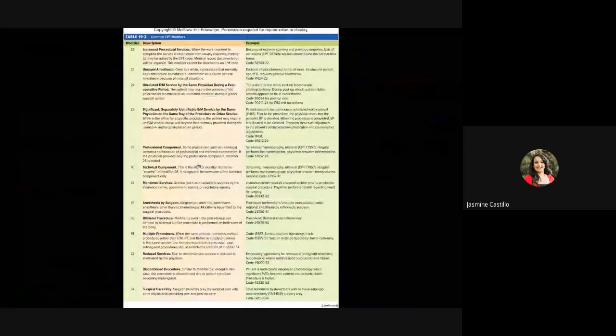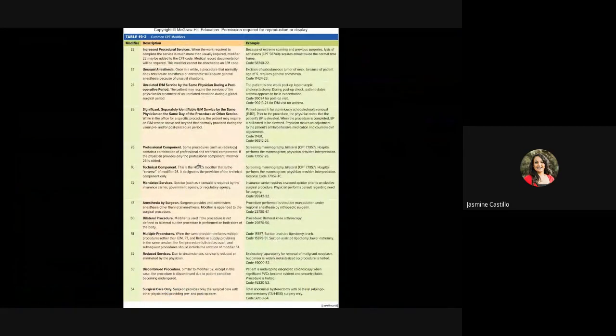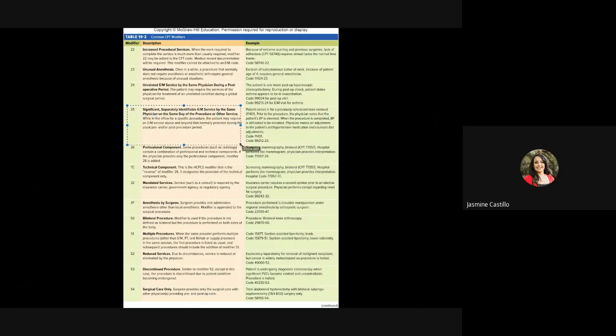All right, so these are some examples of your modifiers. And these are in your book too, so you can review these. But I can tell you the most commonly used modifier is the 25, and that's this one right here. This is one that is used for patients that have more than one service done along with the office visit.